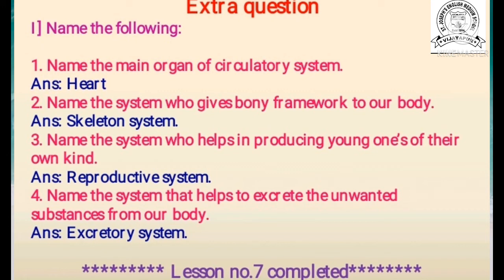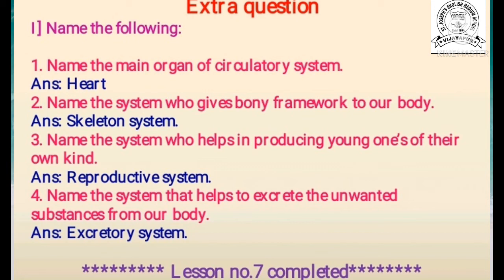Now the next one: name the system which gives a bony framework to our body. Because of the bones, we have shape to our body and we can move our body. Which system is it? It is the skeletal system, because the skeletal system consists of bones only.